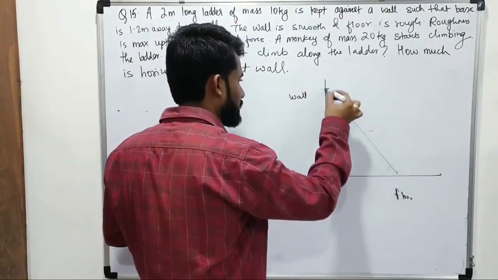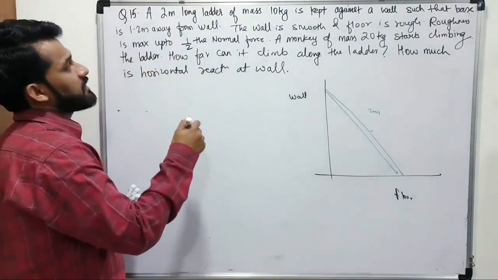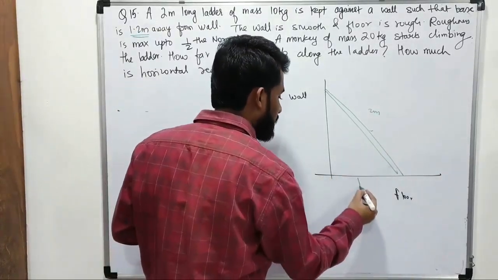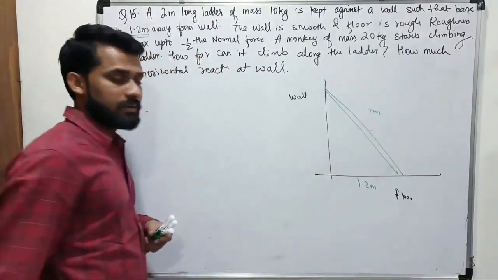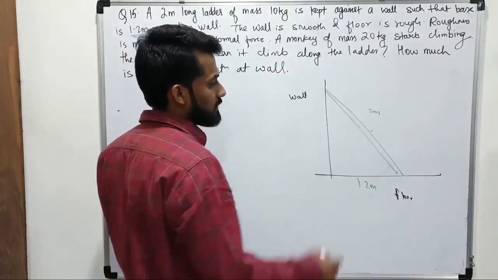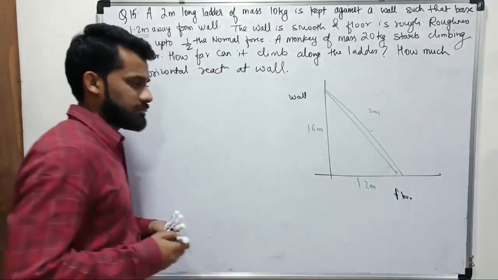The ladder's length is 2 meters. The ladder is placed in such a way that it is 1.2 meters away from the wall. So if this is 1.2 and this is 2, by the Pythagoras theorem you can calculate this. You will get the answer as 1.6 meters.